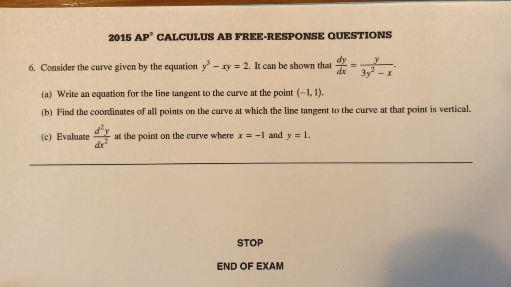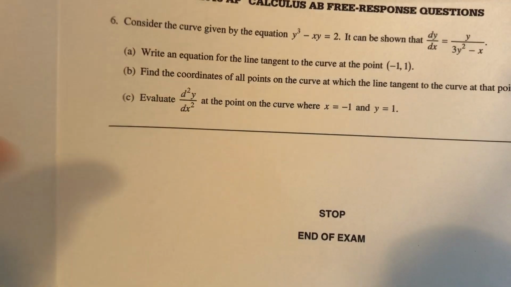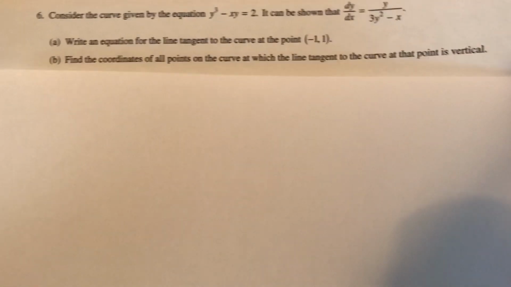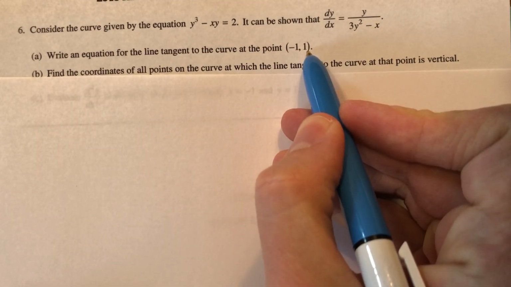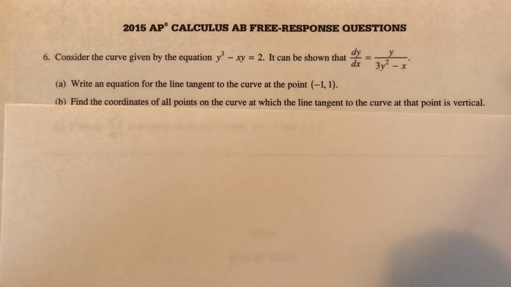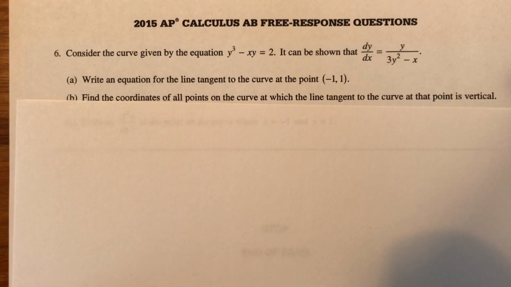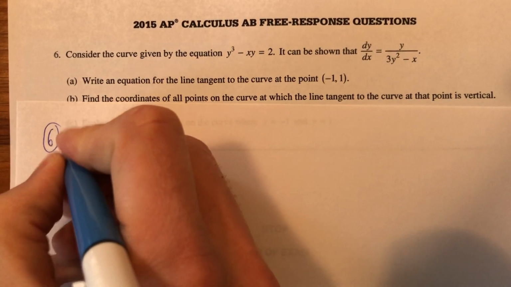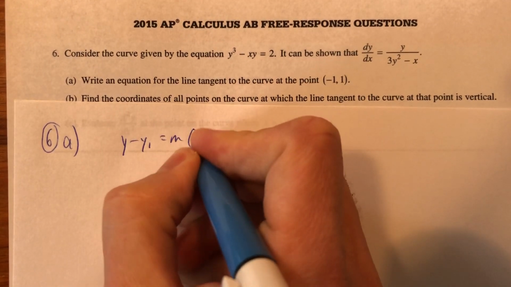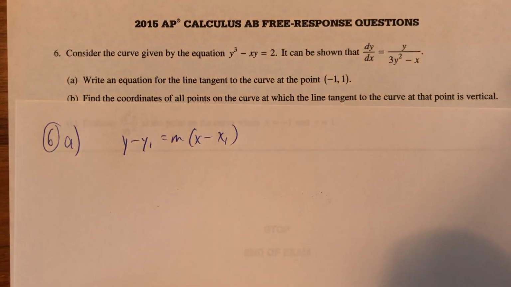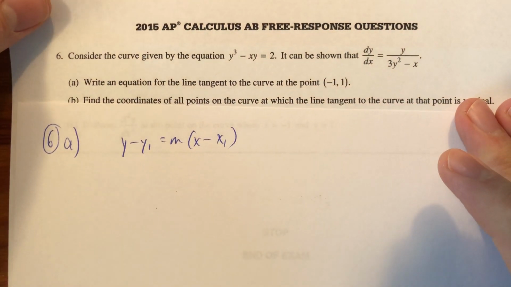Okay, great. Well, I know how to find the equation of a line that is tangent to a curve. If I want to find the equation of a line tangent to a curve, then I need three things. I need an x, I need a y, and I need a slope. So let's just jump right into it. So here goes. 6a, y minus y1 equals m, x minus x1. And I'm going to go ahead and just plug in everything I know, and we'll go from there.